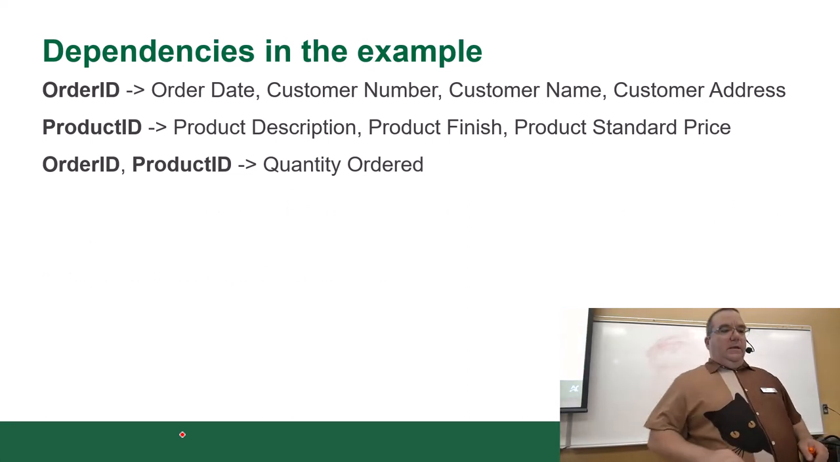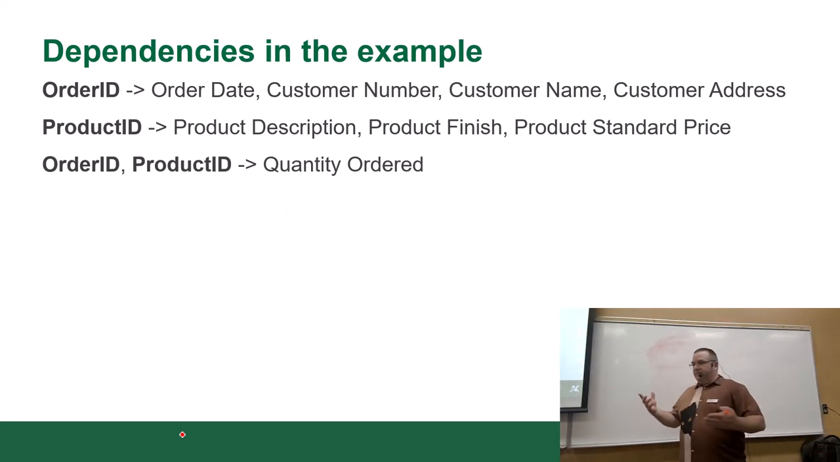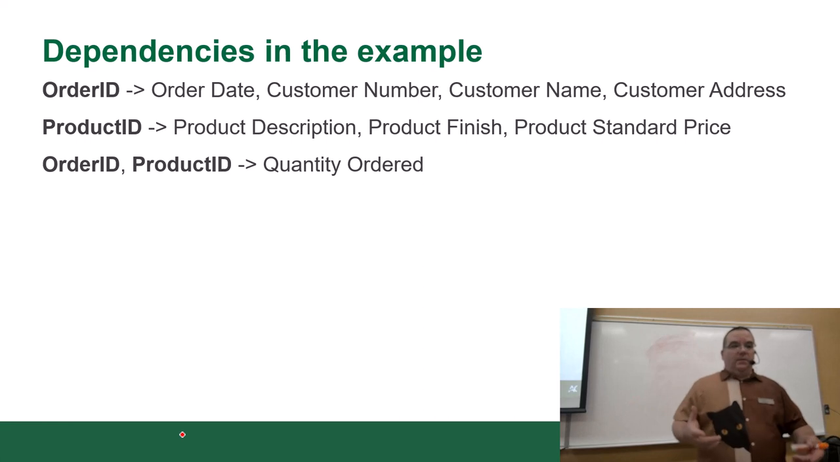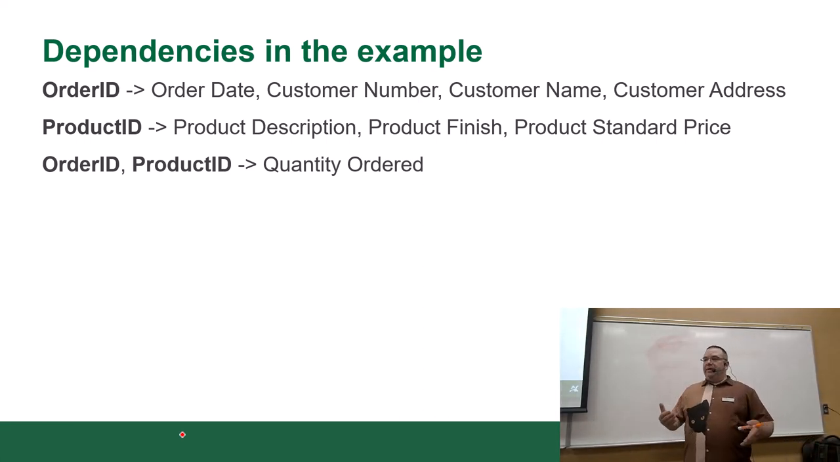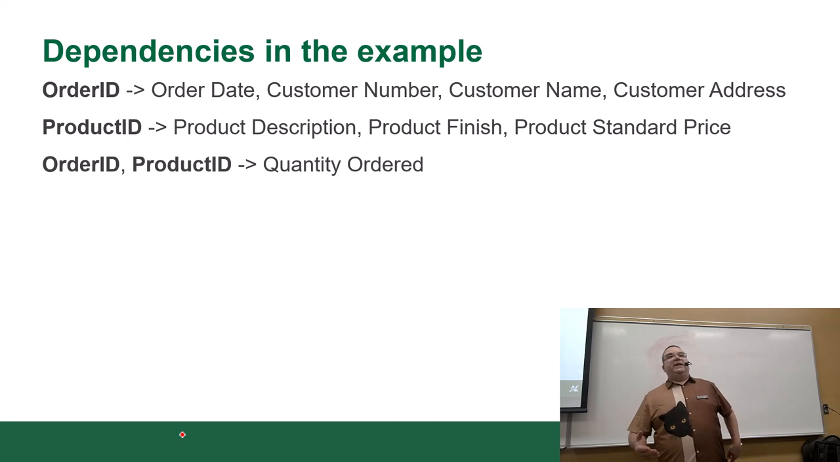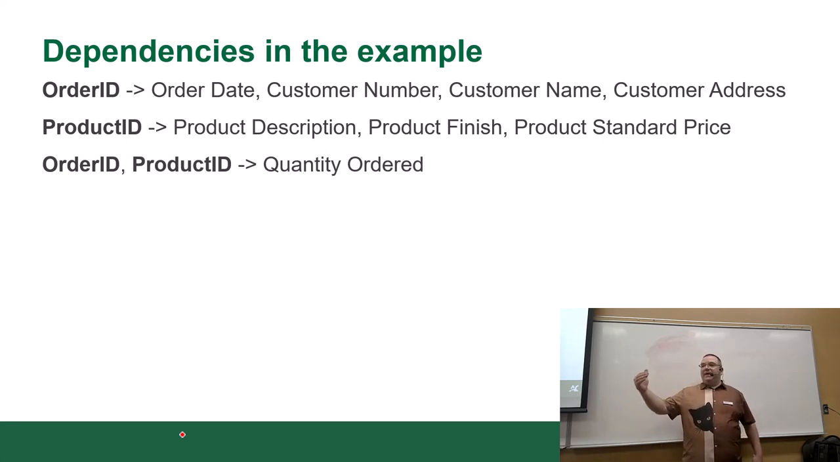So the dependencies in this example we had was the order ID determines the order date, the customer number, the customer name, and the customer address. And yes, usually at this point, somebody chirps and says, well, shouldn't the customer number be part of XYZ, like its own identifier? And the answer is we're not there yet. Because we don't need the customer number to uniquely identify every row of data. Therefore, it's not part of the candidate key. Therefore, it has nothing to do with the partial dependencies.